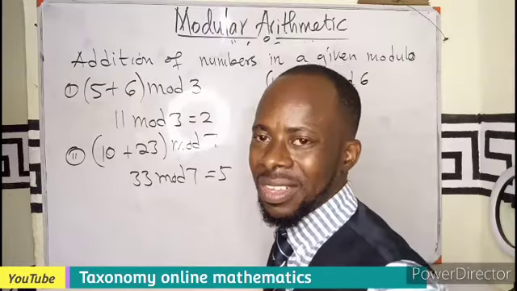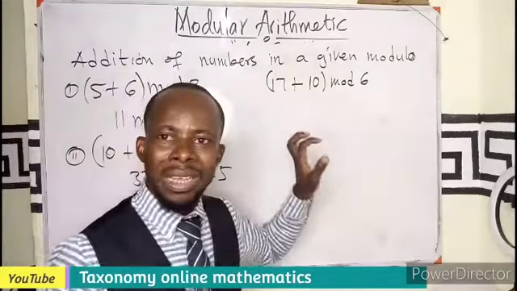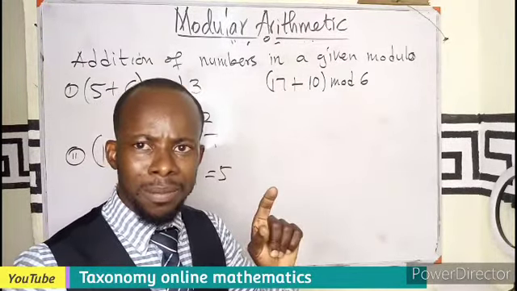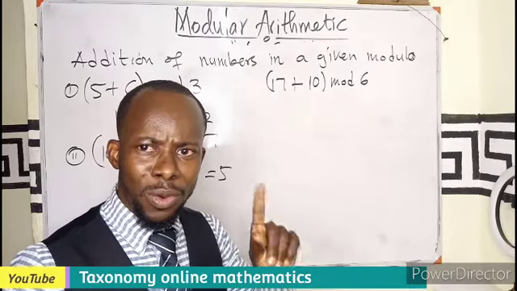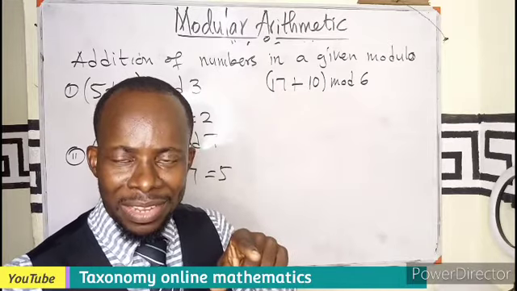I believe at this point, you can also try your hand on (17 plus 10) mod 6. Right? At this moment, you should be able to add 17 plus 10 mod 6 to give you an answer. Pause the video, operate that, get the answer, and come back.